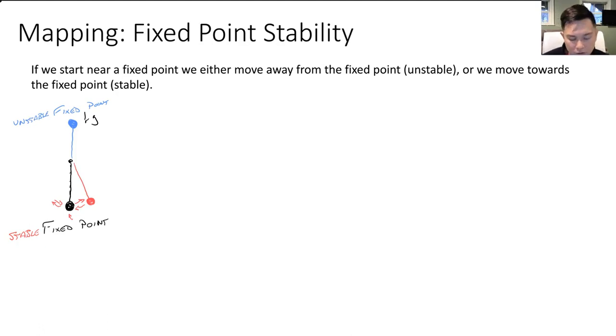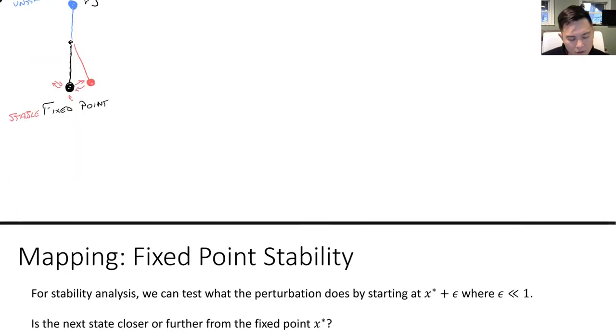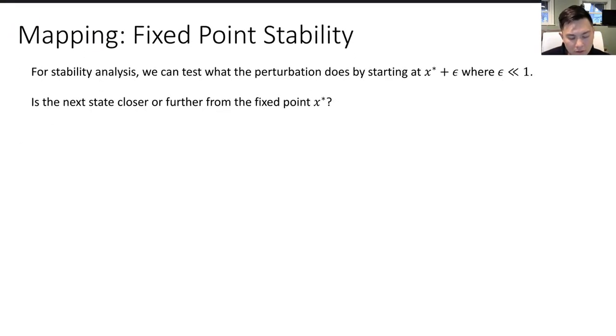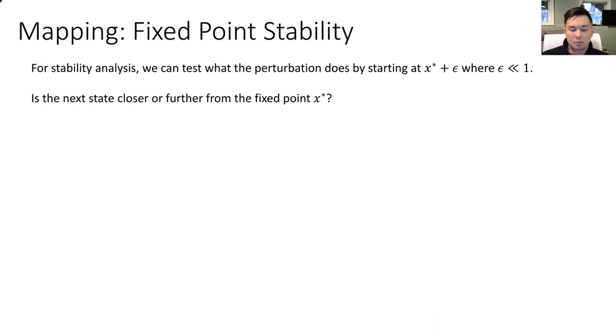Well, so that's a physical representation of what's going on. Let's consider this from a mathematical perspective. So for stability analysis, we can test what the perturbation does by starting at x star plus epsilon, where epsilon is a very small value. So we're at our fixed point and then perturb it just slightly away. And we can determine, if we apply our mapping function, do we move towards or away from our fixed point?